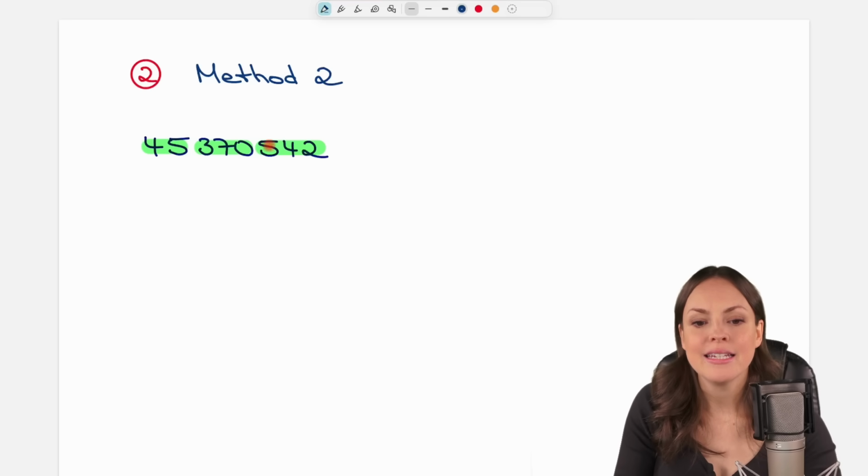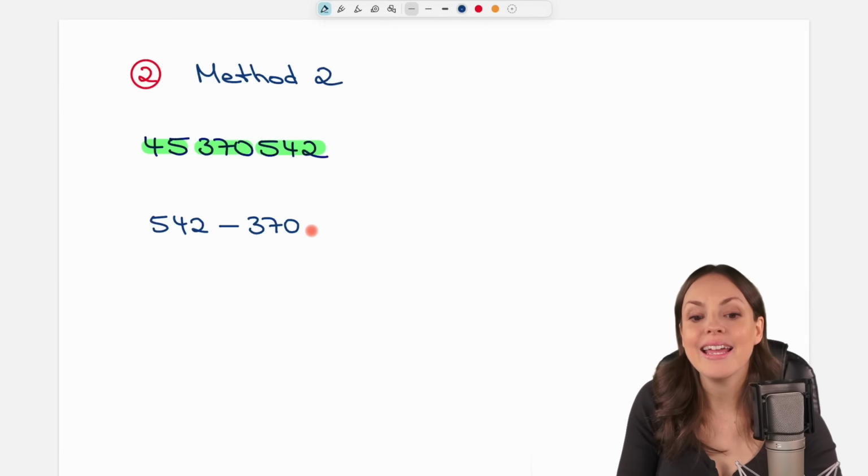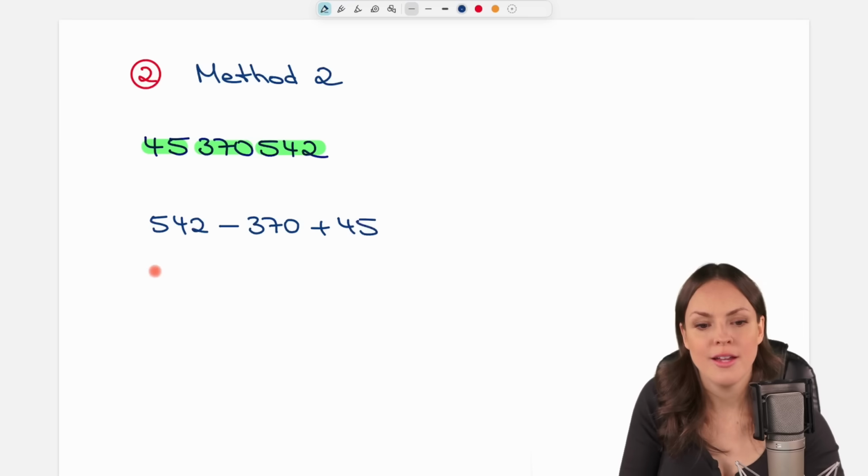And then I take my last group, the 542, and then I always start by subtracting the next group, so the 370, and then I add the next group, the 45. If I had more groups, I would subtract the next again, then I would add the next again, subtract, and so on.